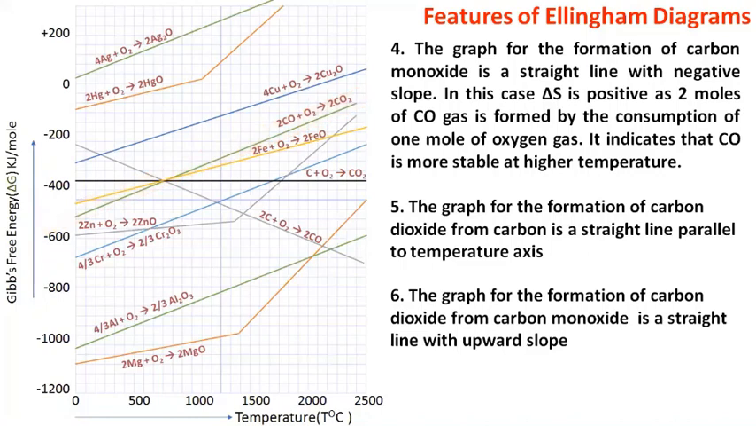So in these features of Ellingham diagrams, we had seen the formation of carbon monoxide from carbon, formation of carbon dioxide from carbon, and formation of carbon dioxide from carbon monoxide.